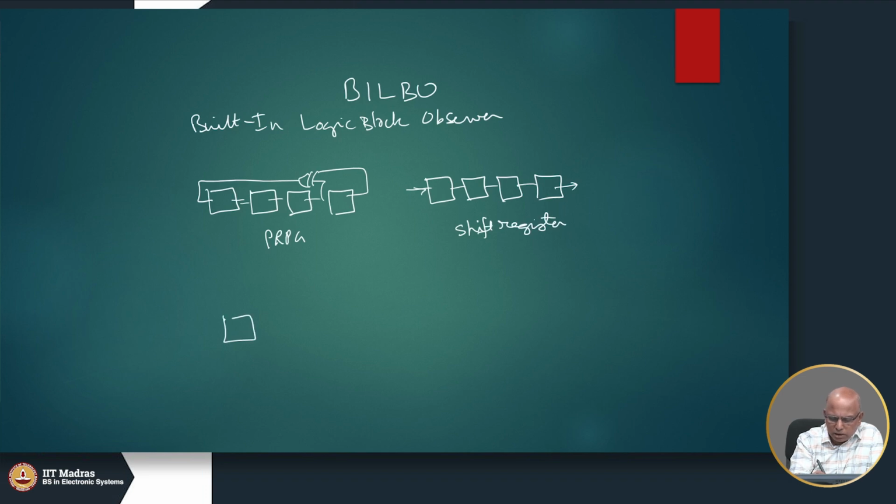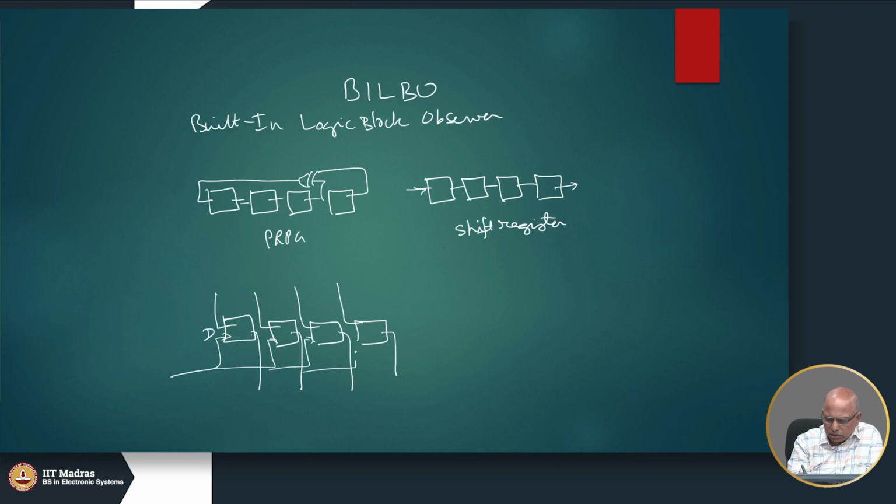If you want to use it as a parallel in, parallel out register, then the parallel inputs will go to the D. These are D inputs and these are the Q outputs. And this is a clock. I have not drawn the clock in all the others, but we could draw. So these are my D inputs and these are my Q outputs. Here this is my D input, Q output. And the clock goes to all of them.